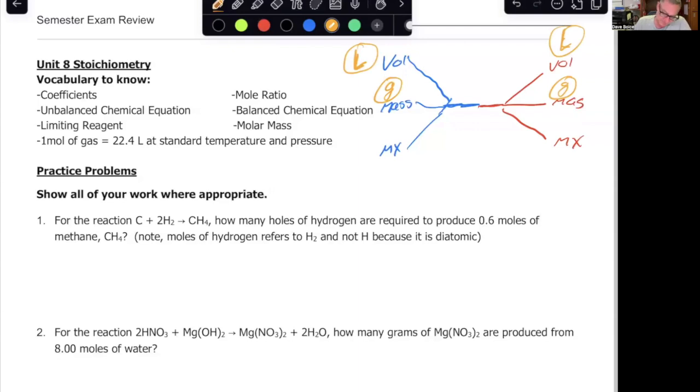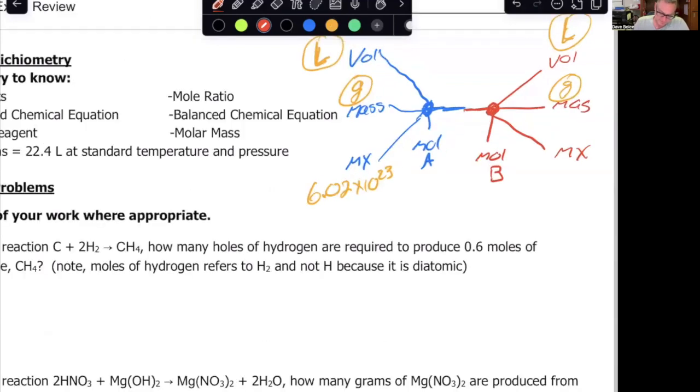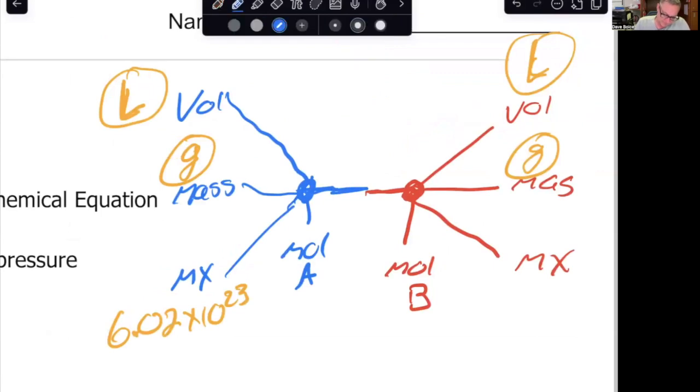And then molecules, this is Avogadro's famous number, 6.02 times 10 to the 23rd power. This is how many things are in a mole. Now from here, you have mole of A, and on this side you have mole of B. So here, this is a very, very, very important step.